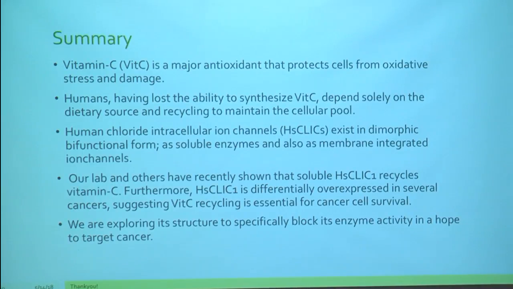Also we found that this HS-CLIC1 is differentially overexpressed in several cancers, and we know cancer cells are under high oxidative stress because of the huge demand of cell cycle replication. So we are exploring its structure. The structure of the soluble form is already available with us. We know the enzyme active site, so we try to specifically block the enzyme through its active site, in the hope we can target cancer. At least we will know what's the role of vitamin C recycling in cells. So thank you.